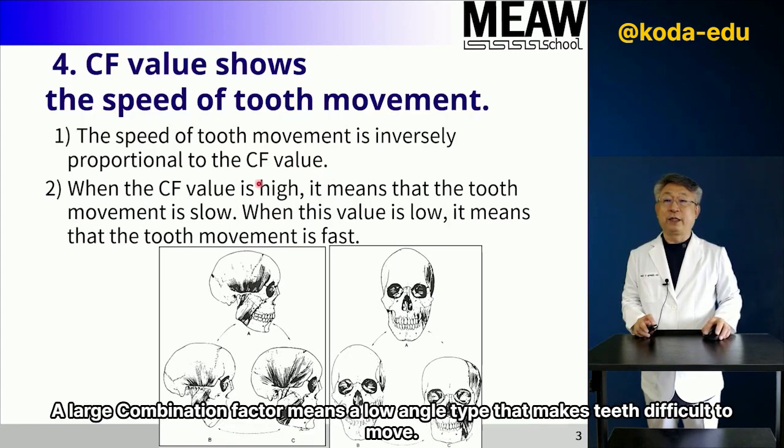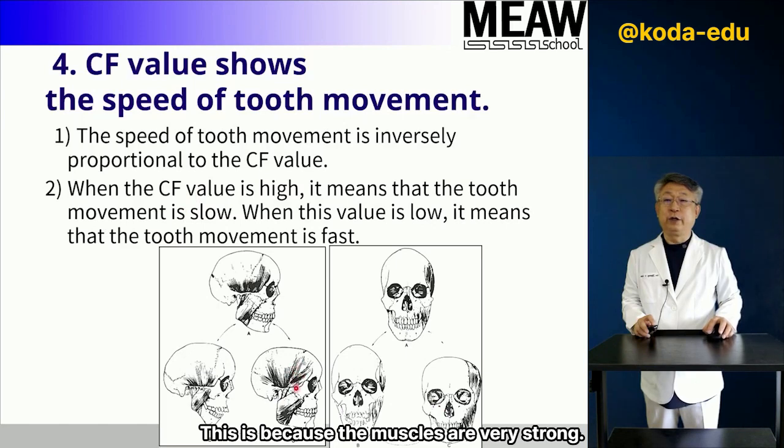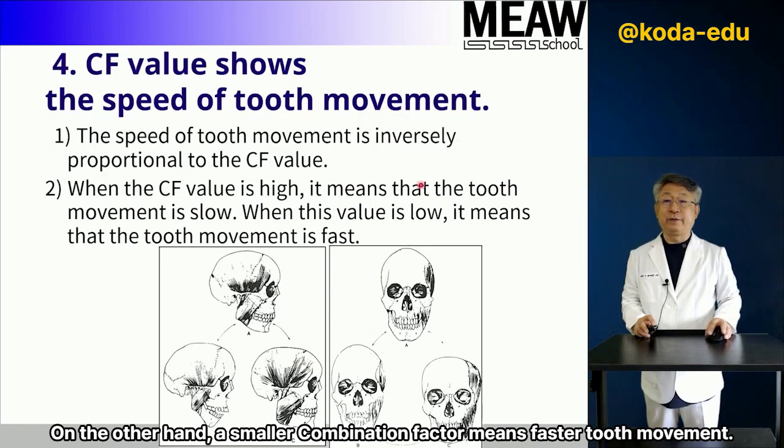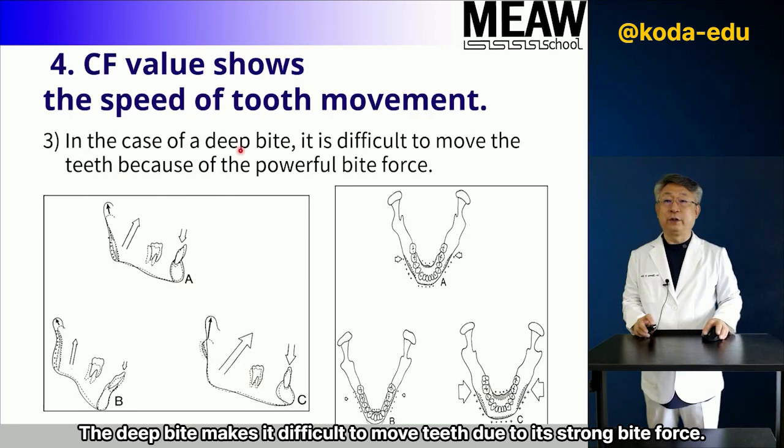A large combination factor means a low angle type that makes teeth difficult to move. This is because the muscles are very strong. On the other hand, a smaller combination factor means faster tooth movement. The deep bite makes it difficult to move teeth due to its strong bite force.